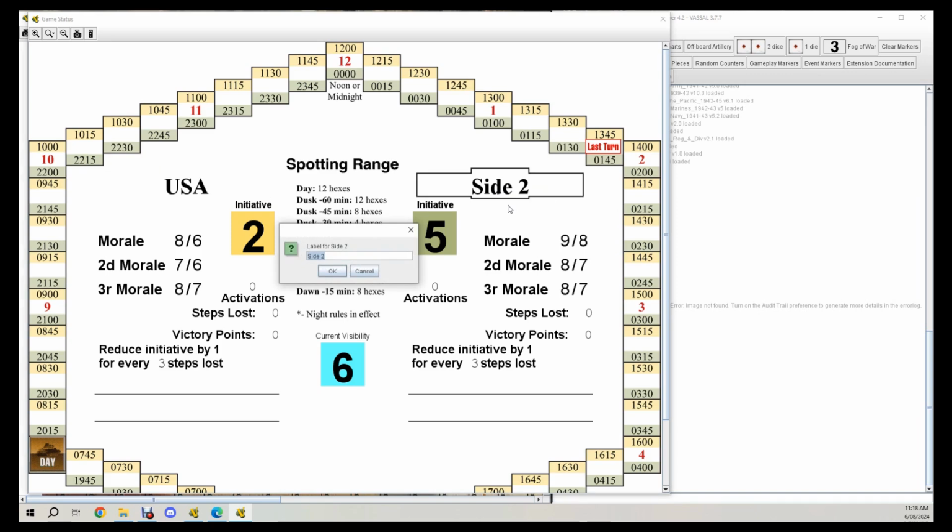And Japan. There we go. So Japanese have only got the one, so one morale value of 9.8, but the Americans have got the two. So that's what we have.